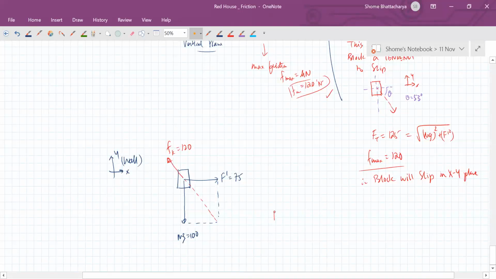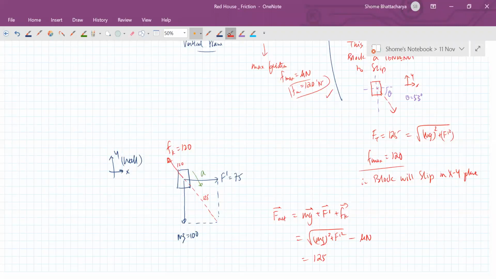So actually the net force on it is the vector sum of these three: mg's vector sum with f prime, vector sum with this kinetic friction. That vector sum works out to be square root of mg whole square plus f prime square minus mu N, or it works out to be 125 in this direction minus 120 in this direction. So hence the block has an acceleration which is, very interestingly, in this diagonal direction. This is the acceleration. So 125 minus 120, the magnitude of the net force, should be equal to mass into acceleration.